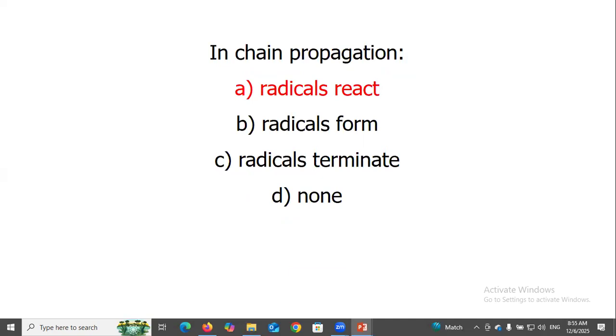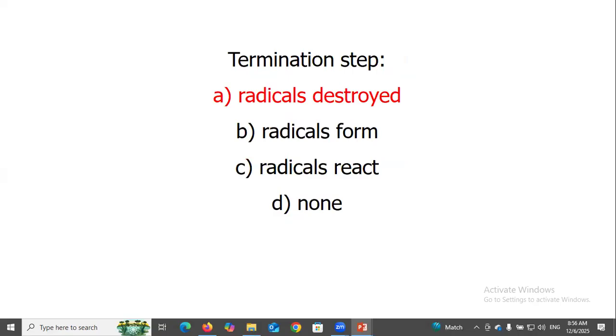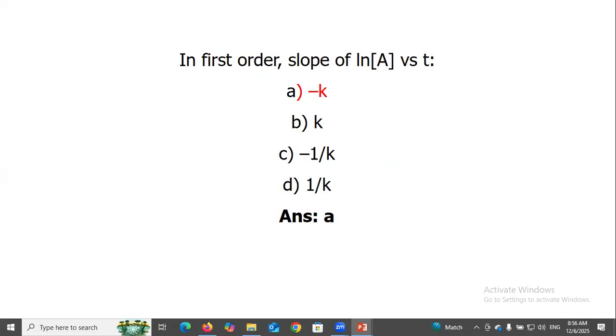In chain propagation, radicals react, radicals form, radicals terminate, none. Chain propagation, radicals react. Termination step, radicals destroyed, radicals form, radicals react, none. Termination step, radicals are destroyed.